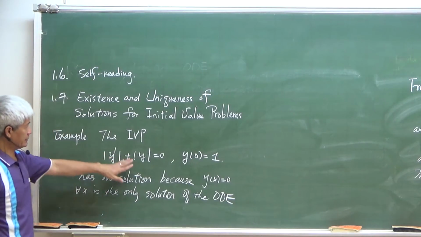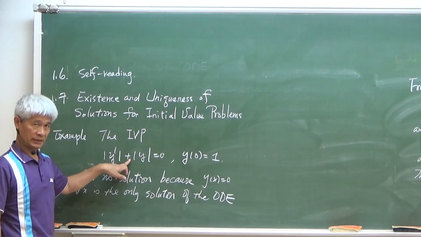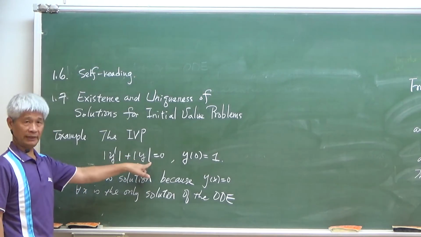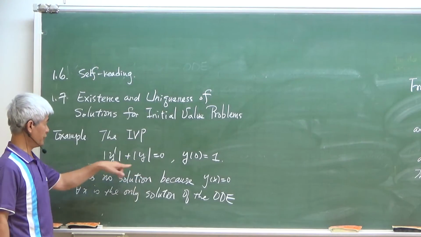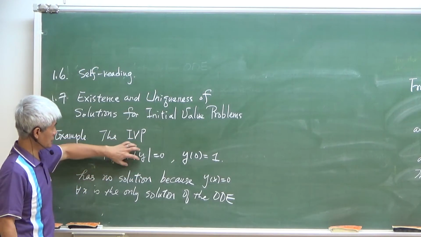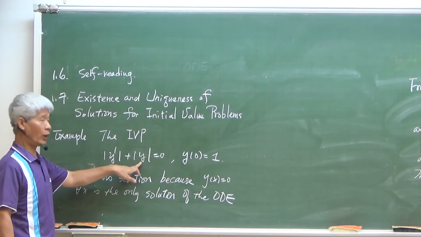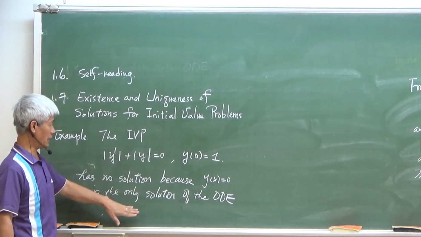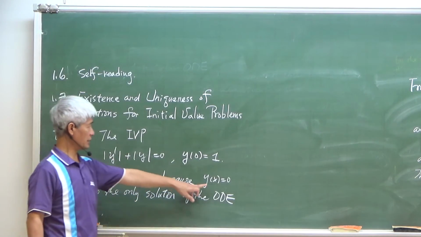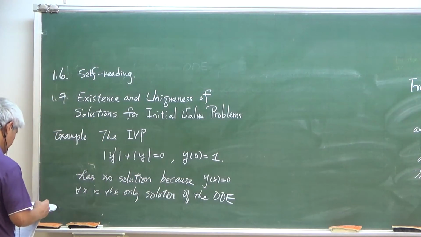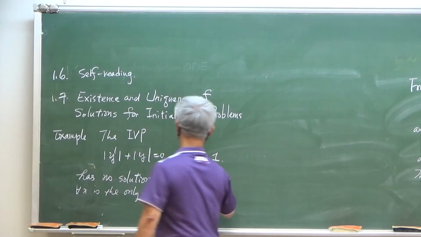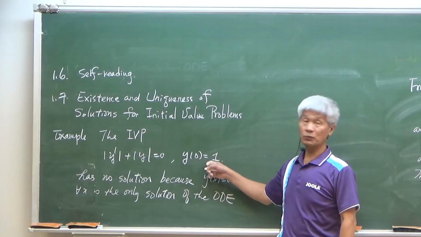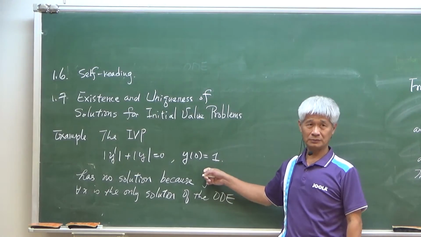the trivial solution is the only solution for this ODE. Because you put the x value here, right? And the x value is never negative. So if you want this sum to equal 0, the only solution is y equal to 0 for all x. No other solution is possible. So y of x equal to 0 is the only solution. But we have an initial condition which says that y of 0 equals 1. So it's impossible.